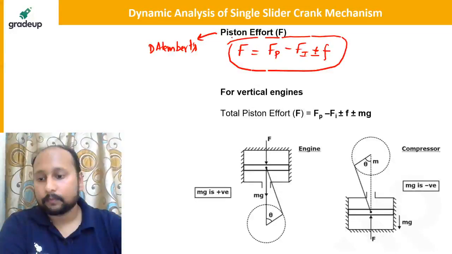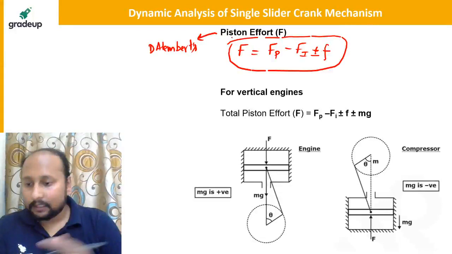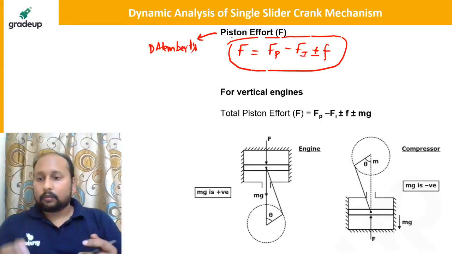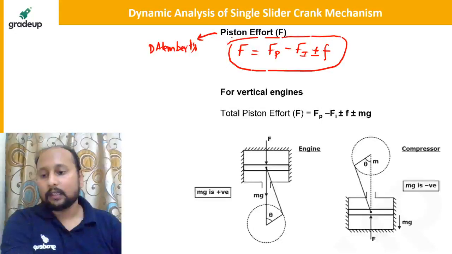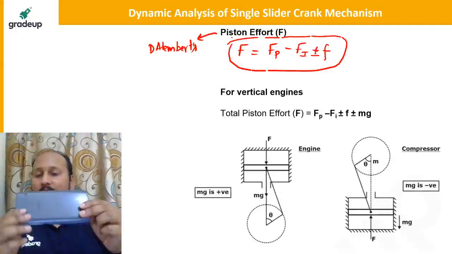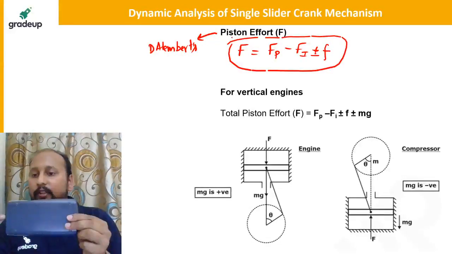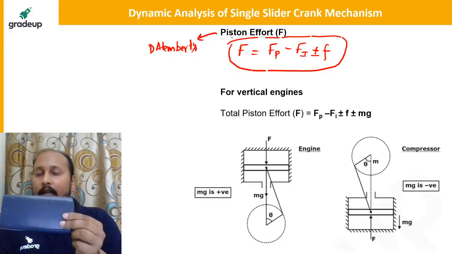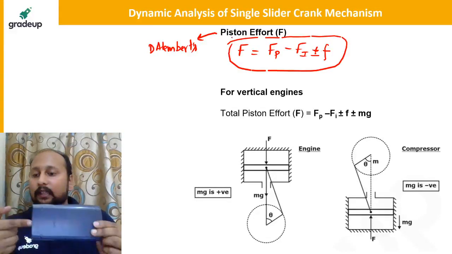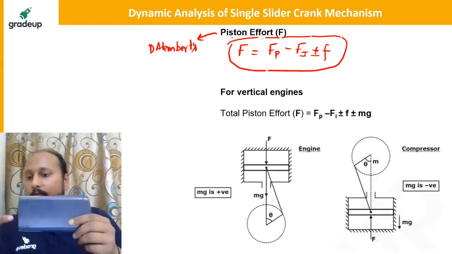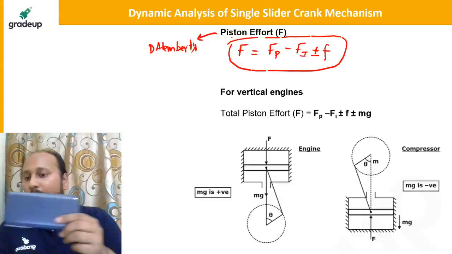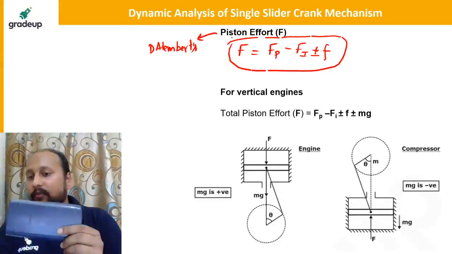Exactly, you are correct. So let us suppose this is the piston, and this is the pressure force always acting in this direction. If the piston is moving in this direction, your friction will be in this direction. If your piston is moving in the other direction, still with the pressure force in this direction, then your friction force will also be in this direction.